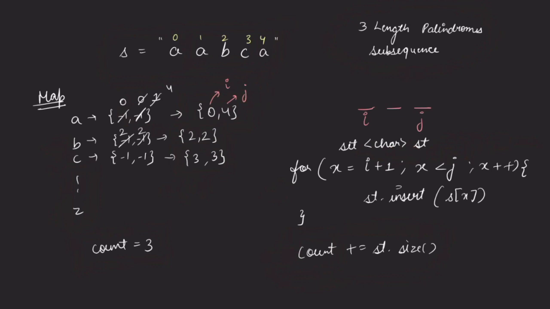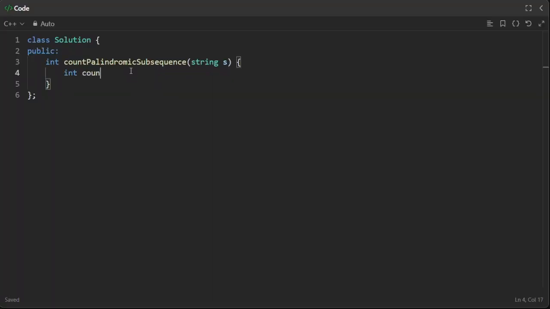So let's quickly look at the code. First of all, let's take a count variable for storing our answer. Then we will take an unordered map, right? In the key, we'll take an integer, and in the value, we will take a pair, and that will also be integer. Let's name it MP. Then we will traverse for all the characters.